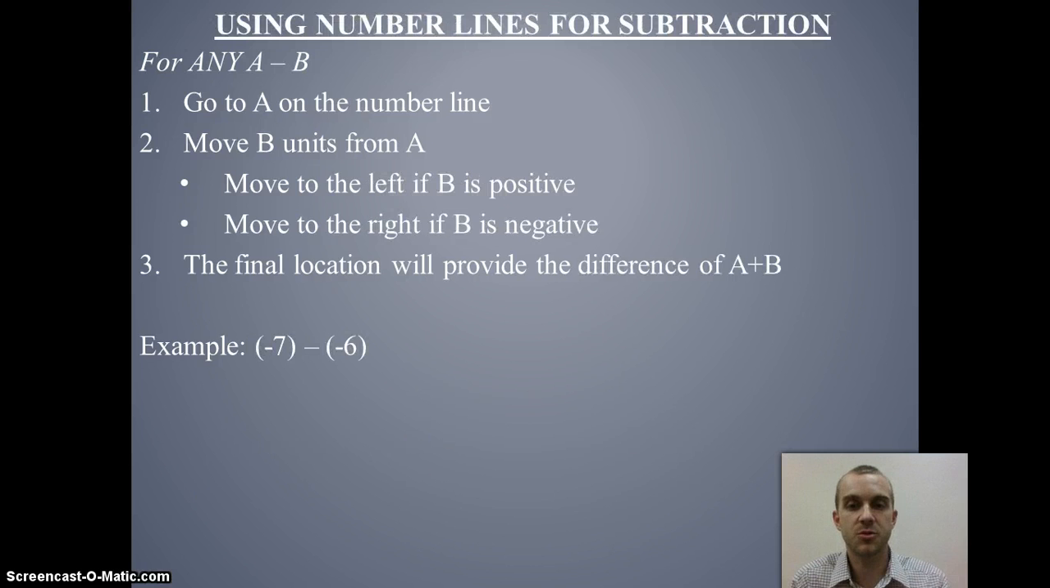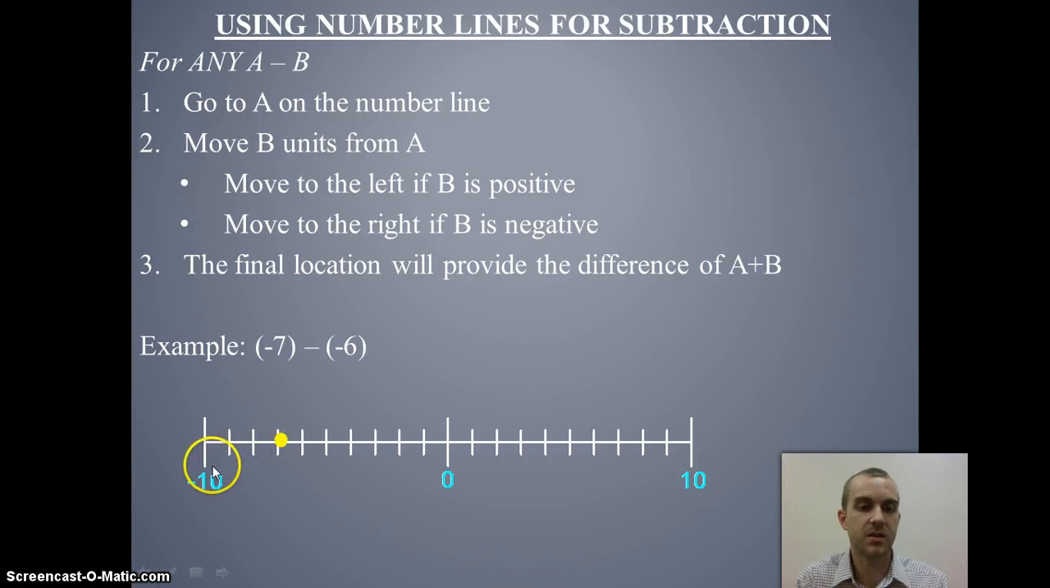I can do the same thing with subtraction. I start with my first number on the number line, and then I'm going to move b units again. Just got to pay attention to what direction. If the number is positive, now I move to the left, and if it's negative, I now move to the right. And that final location will provide my difference. So I've got negative 7 minus negative 6. Start with negative 7, and now I'm going to move negative 6 units, in this case to the right since the value is negative. 1, 2, 3, 4, 5, 6. That tells me that my final solution of negative 7 minus negative 6 is negative 1.